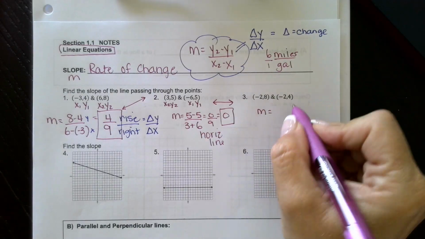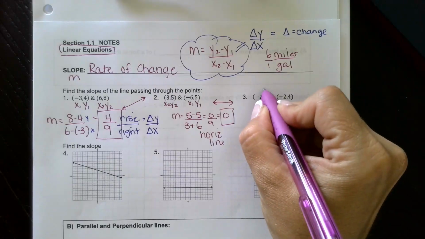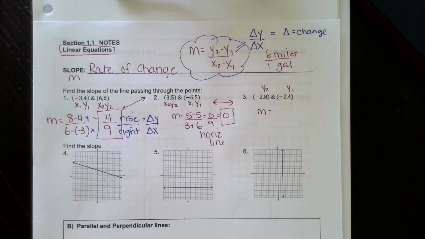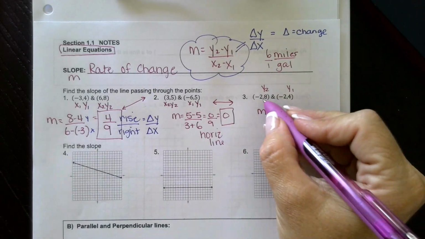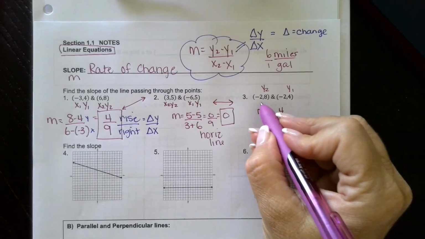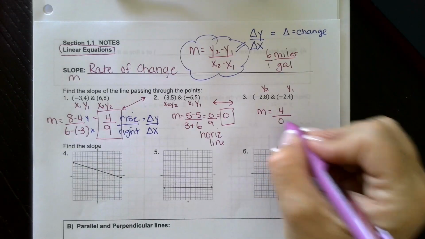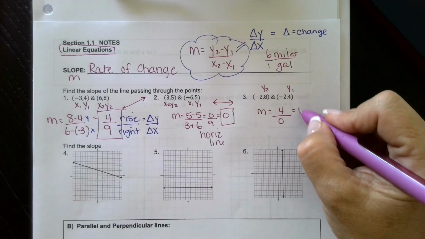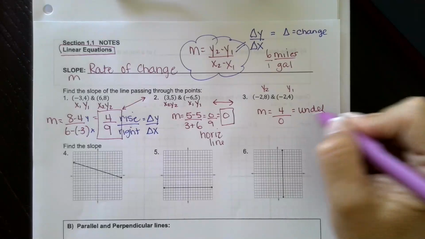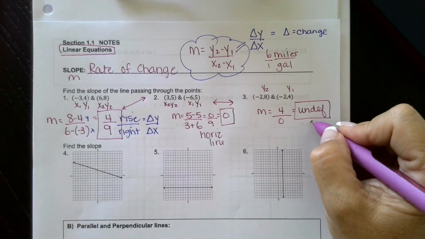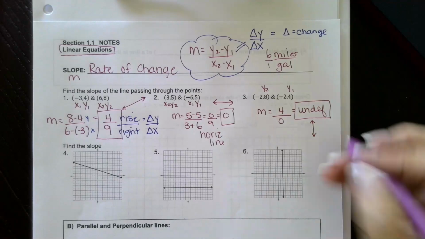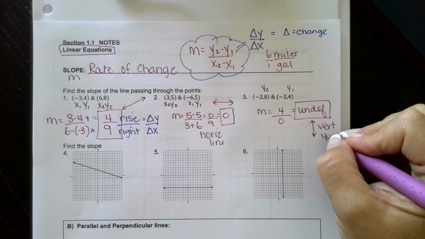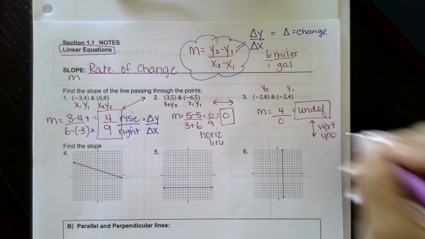Okay, let's do this last one. So if I look at this last one, I'm going to make this my y2 point and this my y1 point, only because it gives me a positive number on the top. So 8 minus 4 is 4, and negative 2 plus 2 is 0 on the bottom. Now when I have this 4 divided by 0, this is now undefined. And when I have an undefined slope, what I have is a vertical line that's just going to go up and down. So vertical line, L-I-N-E.